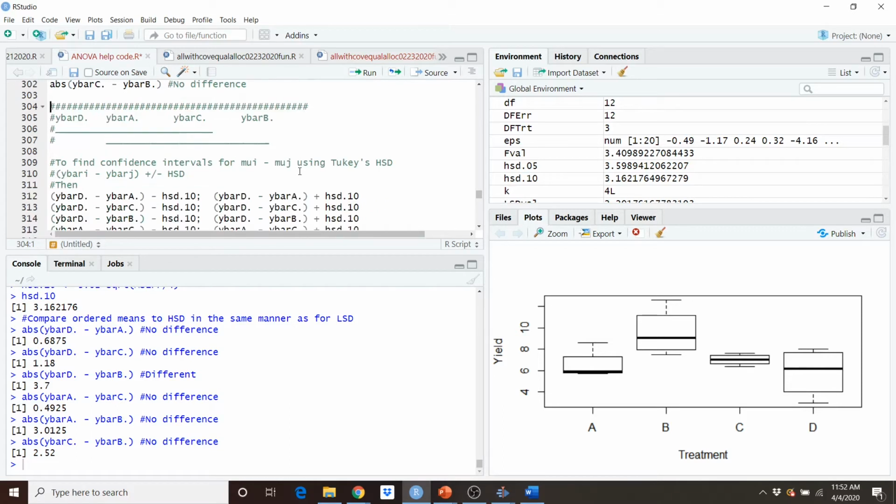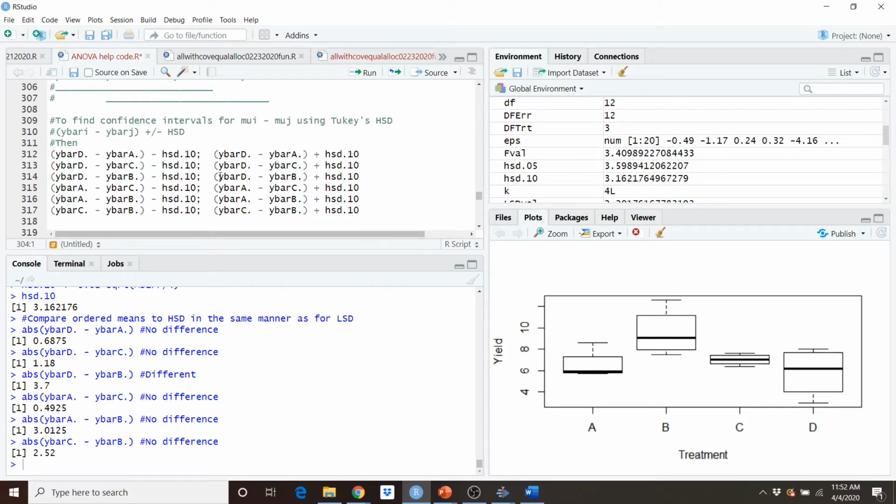Suppose we wish to find a confidence interval for Tukey's honestly significant difference. Well, this is simply y bar i minus y bar j plus or minus the honestly significant difference value, very similar to how we did our Fisher's least significant difference intervals, except we're replacing our least significant difference here with our honestly significant difference value.